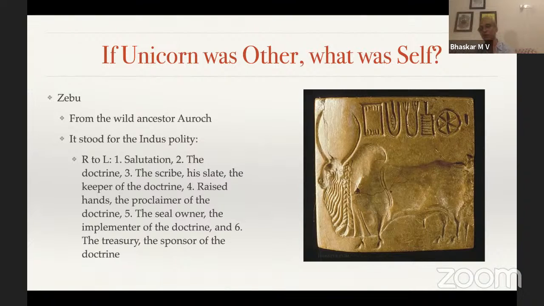In fact, you might wonder why I'm calling it seal owner. It's because, like a pen stand, that object within it is a seal stand. That's how I'm reading it, and that is why I offer that particular value to the seal owner and the implementer of the doctrine. And sixth, the treasury or the sponsor of the doctrine. So you can see all of them. You can see policy, money, executive, documentation, the actual policy in its abstraction.